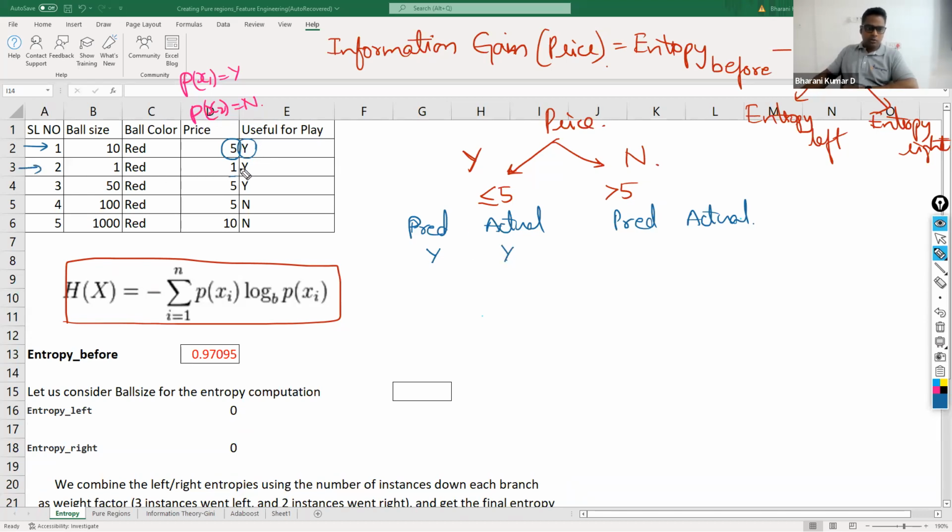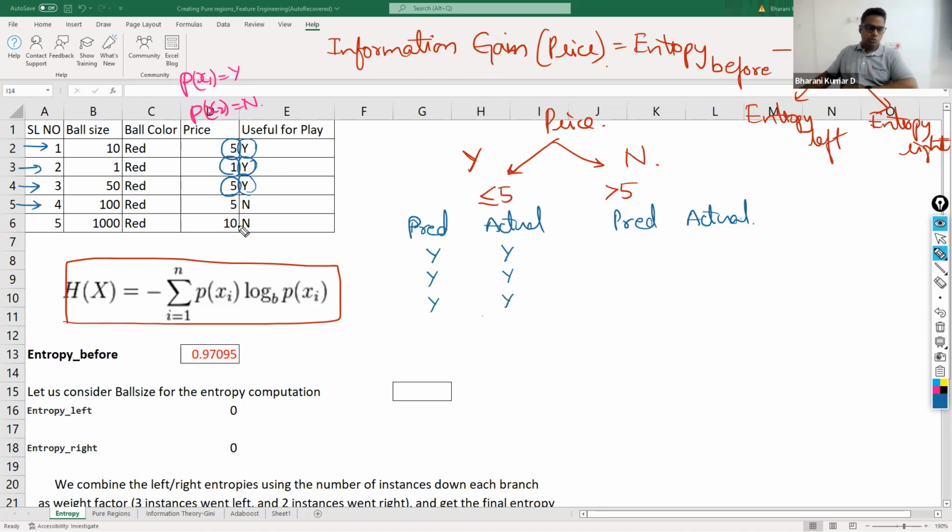Then let's go to the second row. The value is 1, which is less than or equal to 5. So the predicted value will be yes, and the actual value also says yes. Then we go to the third row wherein we have 5. Less than or equal to 5 would be yes. Actual value is also yes.